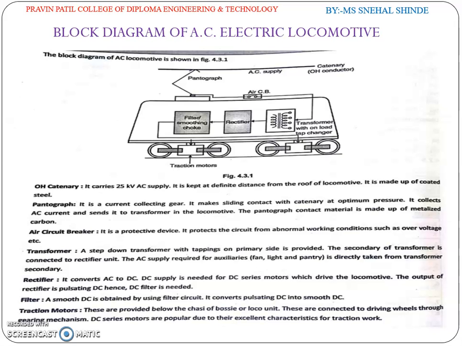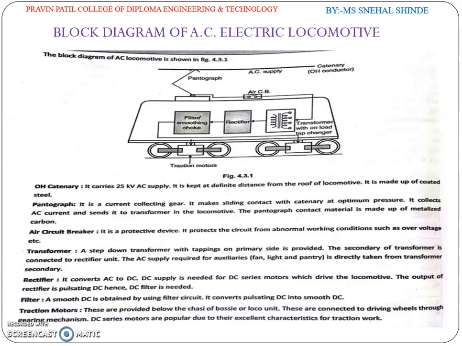It collects AC current and sends it to the transformer in the locomotive. The pantograph contact material is made up of metallized carbon. Next is the air circuit breaker. It is a protective device. It protects the circuit from abnormal working conditions such as overvoltage.